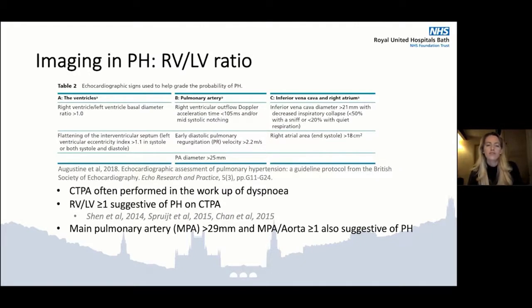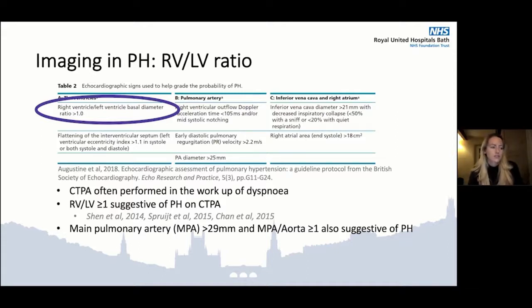TTE parameters which add confidence to a high BSC likelihood of pulmonary hypertension include right ventricular dilatation, with the right ventricle to left ventricle basal diameter ratio, the RV-LV ratio, greater than or equal to 1. This anatomical parameter is readily measurable on CTPA, which is frequently performed as part of the diagnostic workup of patients with suspected pulmonary hypertension. An RV-LV ratio greater than or equal to 1 is widely considered to be suggestive of pulmonary hypertension, with more recent studies demonstrating highly sensitive CTPA-derived RV-LV ratio thresholds for the detection of pulmonary hypertension.